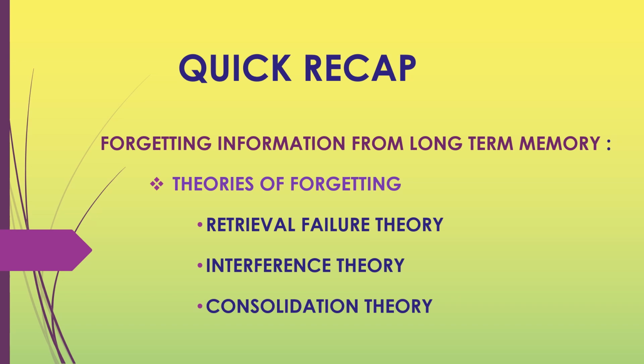Let's have a quick recap of what we have learned. We have learned about forgetting information from long-term memory, and we have learned three theories of forgetting. The retrieval theory explains the tip-of-the-tongue phenomenon, where we cannot recall a familiar word at a given time. The interference theory deals with some memories interfering with the retrieval of other memories. And proactive and retroactive interference are the two kinds of memory interference that commonly take place during the memory retrieval process at any given time.